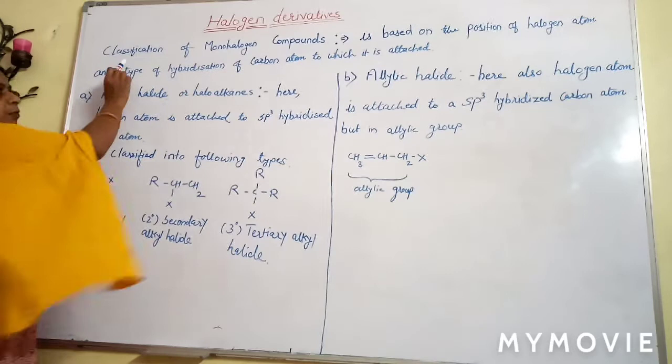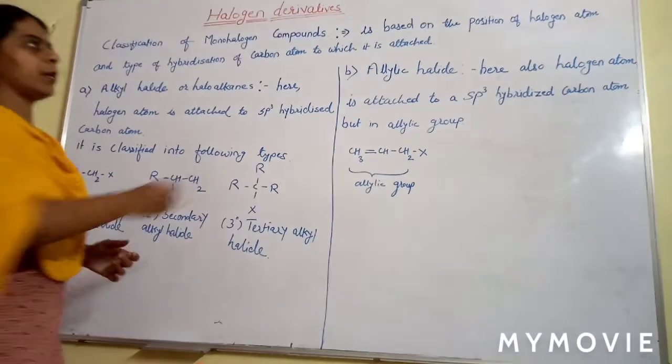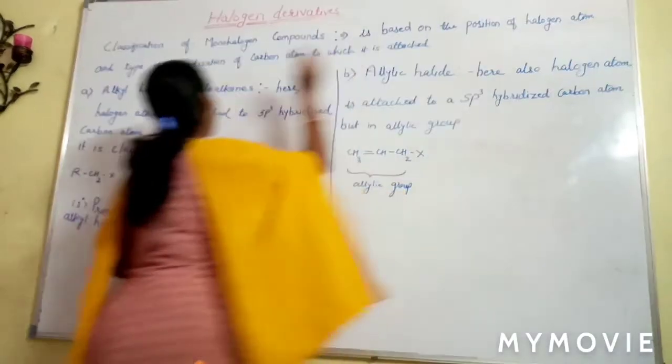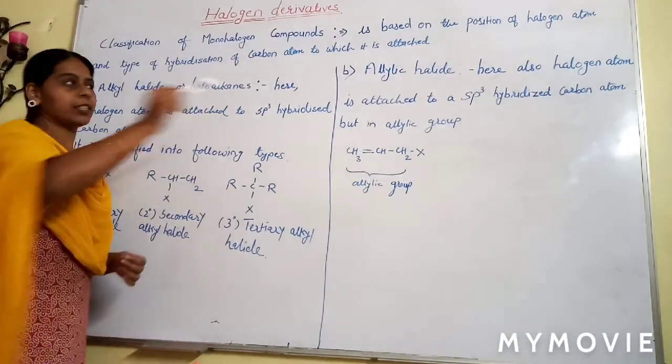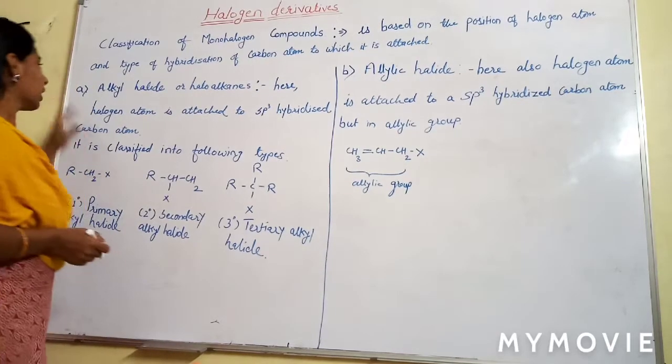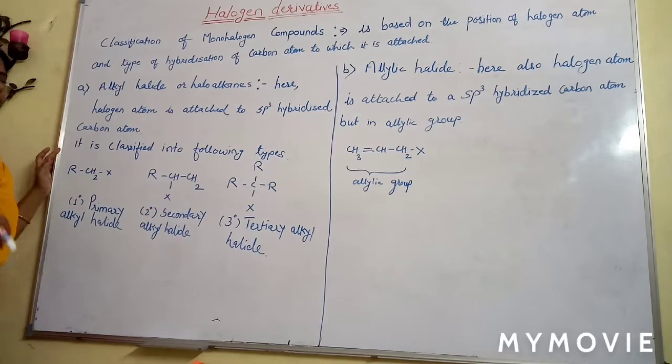Now, classification of monohalogen compounds. This classification is based on the position of the halogen atom and the type of hybridization of the carbon atom to which that halogen atom is attached. Now again it is classified into subcategories. We will see about that category.